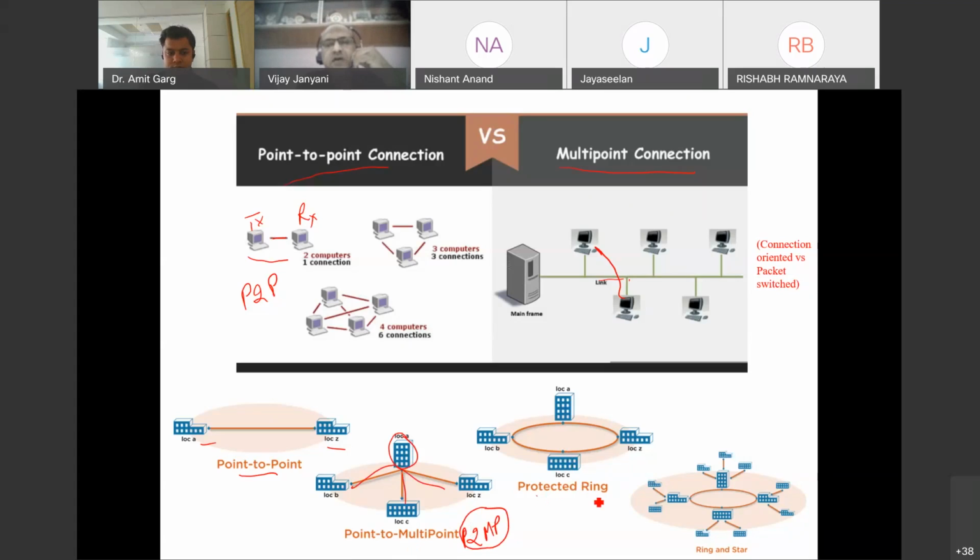You may have a ring architecture, you may have a star architecture like this, or you may have a combination of this. This is a ring and star. So basically a network is something which has a number of nodes connected to each other in a complex fashion and then they can share the information.